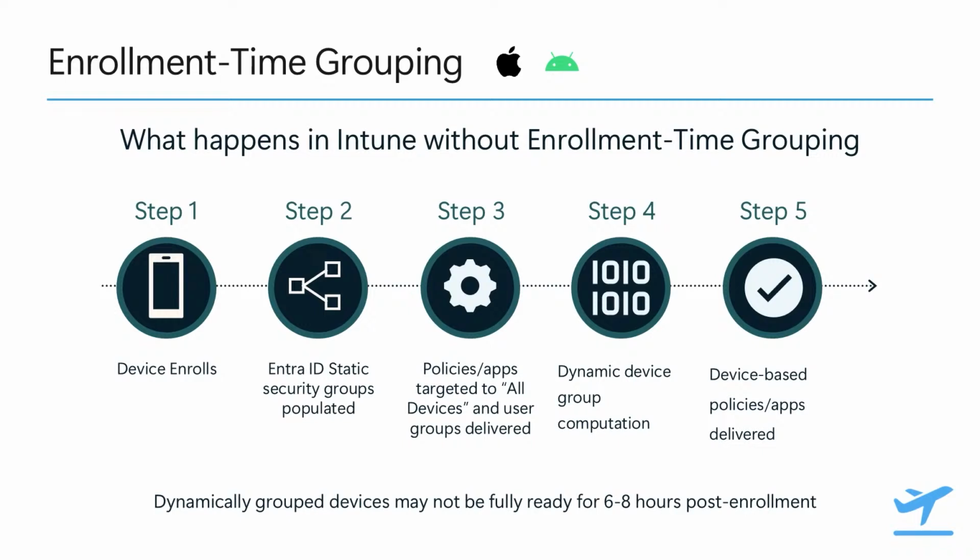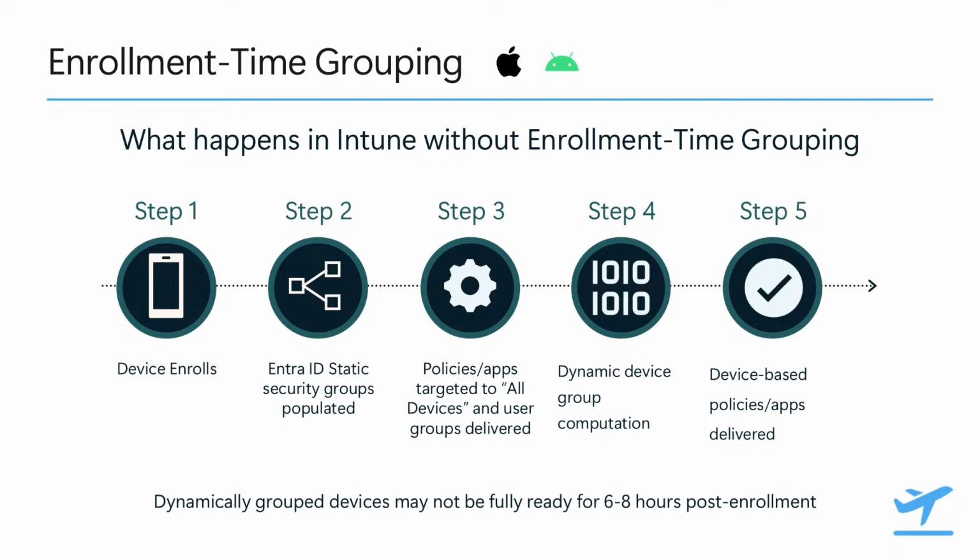Next, I want to talk about a feature called enrollment time grouping. Enrollment time grouping is a feature that we've introduced to try and address the problem of latency that happens when you have dynamically grouped devices that have a lot of policies and apps assigned to them. Typically, what happens in Intune without enrollment time grouping is that first your device enrolls, and then static security groups in Entra ID get populated. Policies and apps targeted to all devices get delivered, as well as policies targeted to user groups. Dynamic device groups are computed, and then finally, device-based policies and apps are delivered.